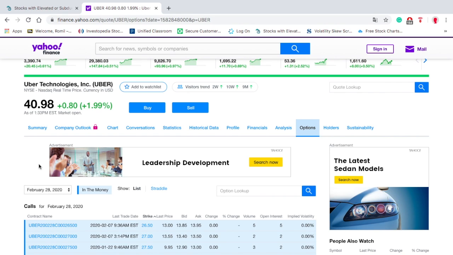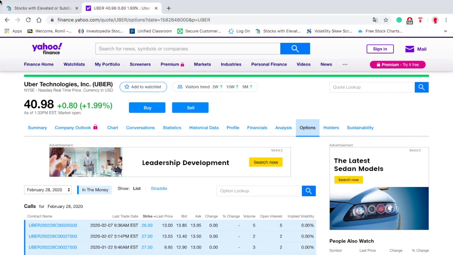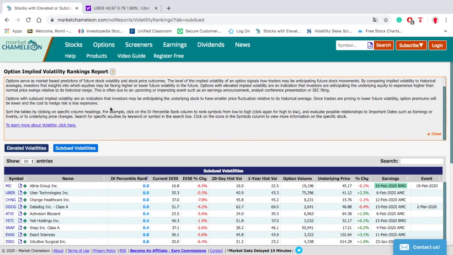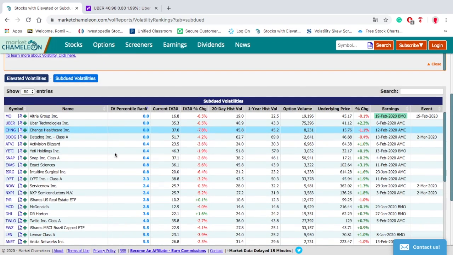Looking at Uber right here, we want to take a volatility trade. The first reason that I even chose Uber was because it has an IV rank of 0. What I usually do when I come up with volatility trade ideas for options is go on to marketchameleon.com, look at the elevated volatility and the subdued volatilities, and make decisions for my underlyings from there.